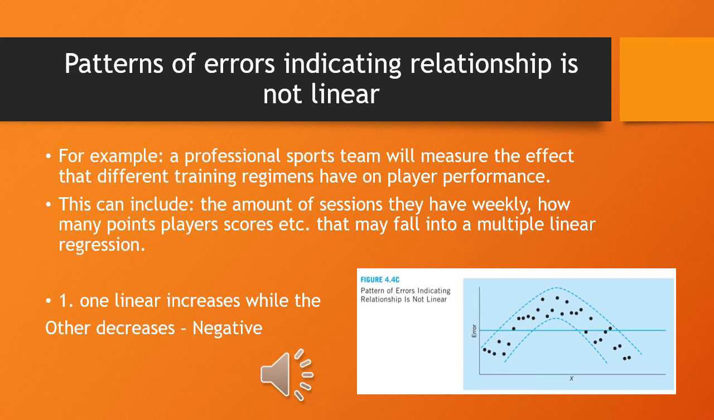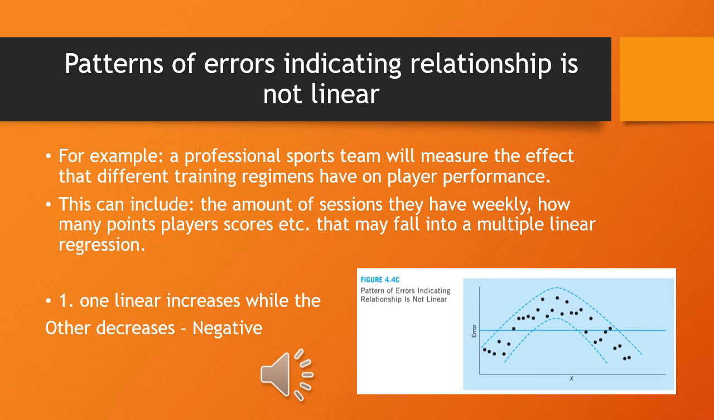When considering patterns of errors indicating the relationship is not linear, for example, a professional sports team will measure the effect that different training regimens have on player performance. This can include the number of sessions they have weekly, such as weightlifting, yoga, stretching, hard sessions, soft sessions, everything to consider. And we can also consider how many points players score. So that may fall into a multiple linear regression.